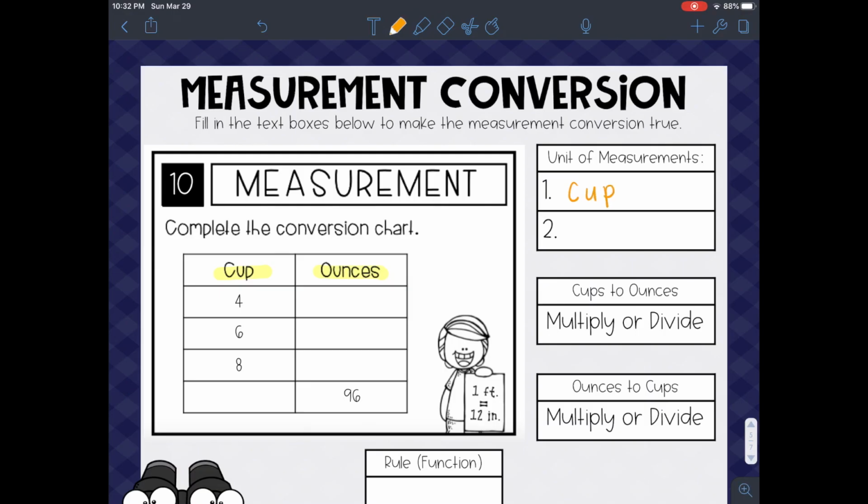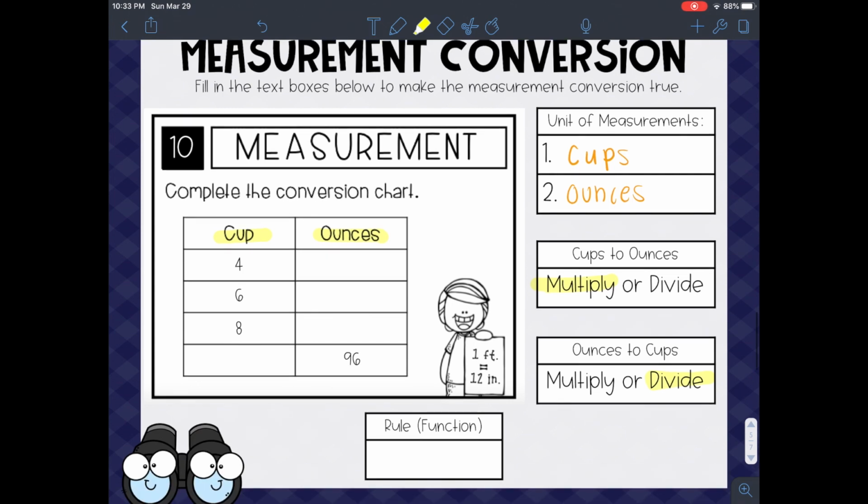The 2 units of measurement I'm using are cups and ounces. That tells me in my input and output table that when I'm going from cups to ounces, my number is getting bigger. I can see because of that 96 at the bottom. So when I go from cups to ounces, I'm multiplying because the number is getting bigger. When I go from ounces to cups, my number gets smaller, so I'm going to divide.